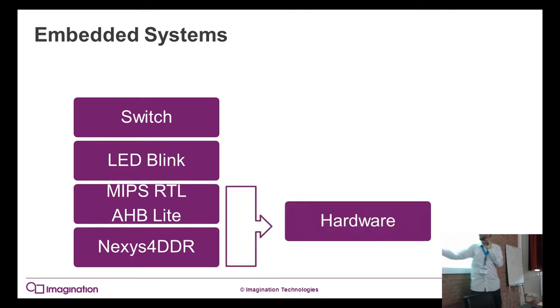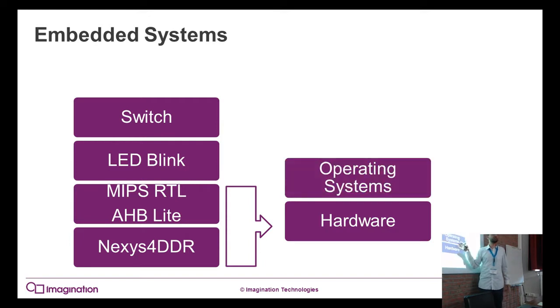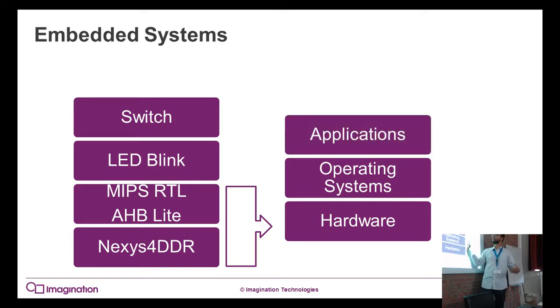Now think of both of these together, the Nexys 4 DDR and the FPGA software implementation, as the hardware. Just think of this as the hardware itself. The operating system basically sits on top of this hardware. It manages the hardware, all the different features it provides, and then applications basically run on top of the operating system.